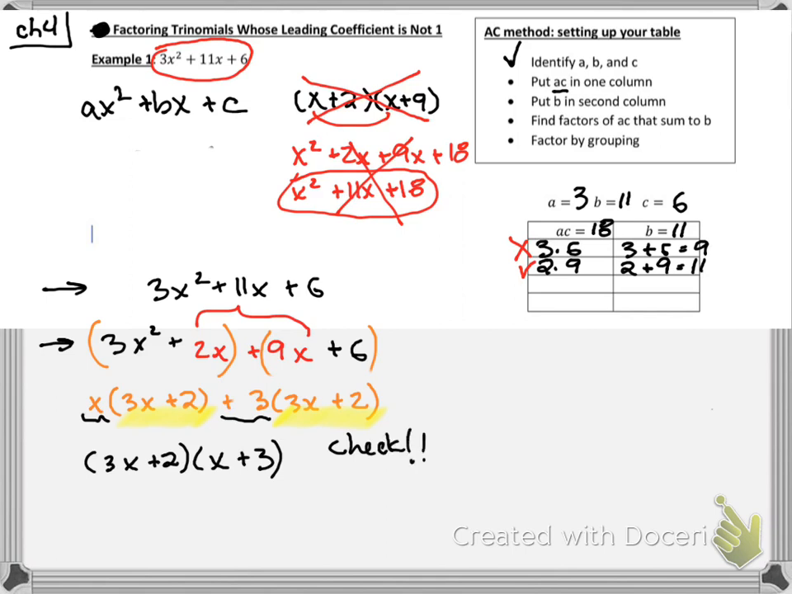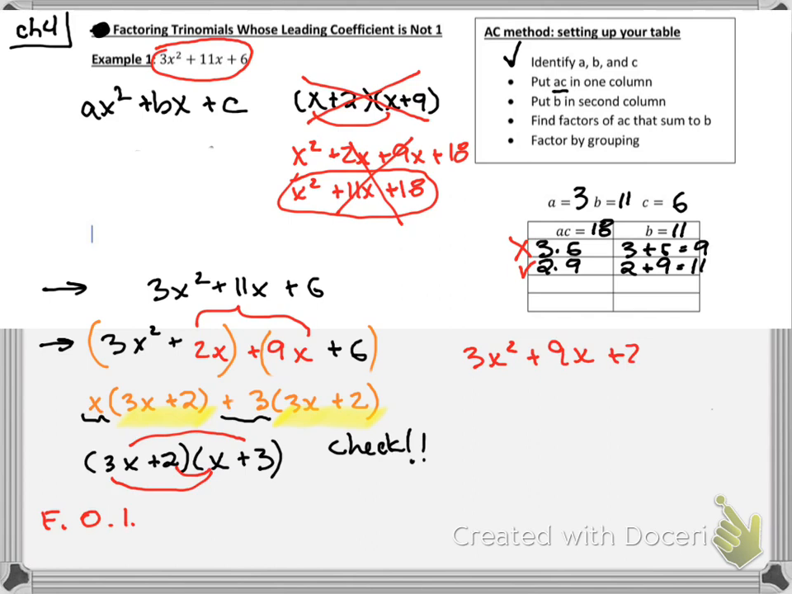And how do we check them? We check by FOILing. So 3x times x is 3x squared. That's F for first, right? And then we have our outer terms. That's O. That's 3x times 3, or 9x. Then we have our inner terms.